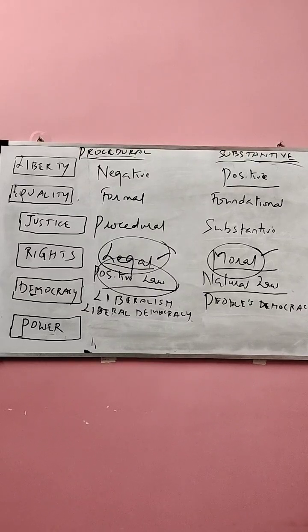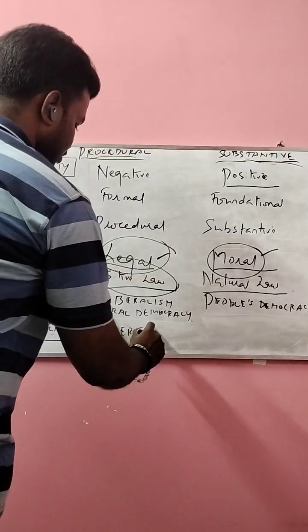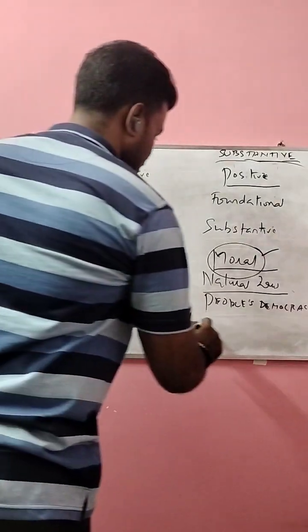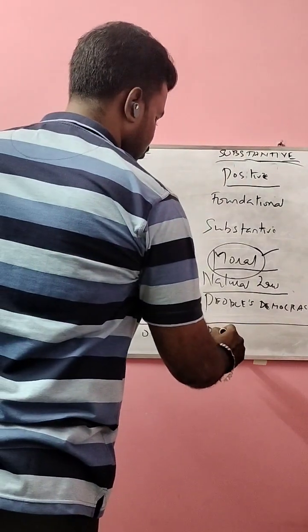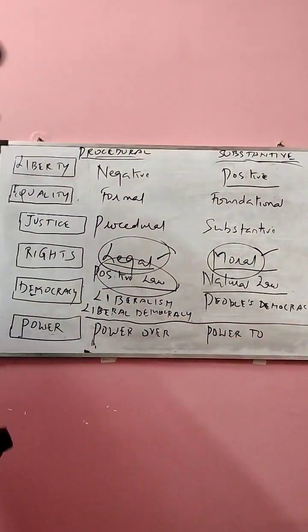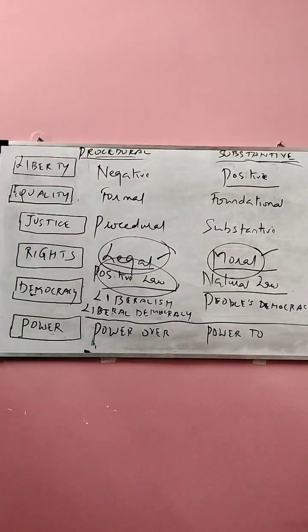as well as morality. The last concept is power. I already explained the concept of power. If you look at power through procedural, it is called power over. On the other hand, power seen through substantive is called power to. In international relations, power over is related with realism and power to is associated with idealism. When it comes to power, there is an intricate relationship with international relations, the third important subdivision within political science.